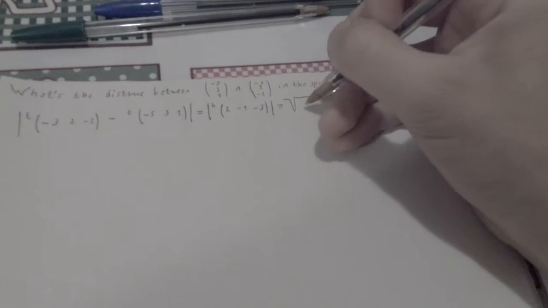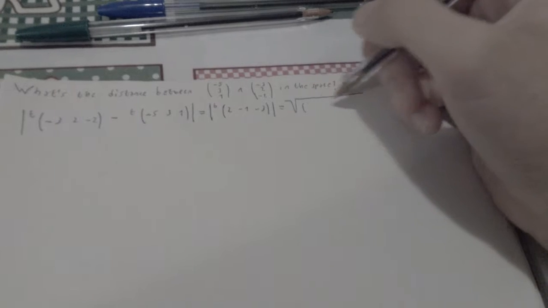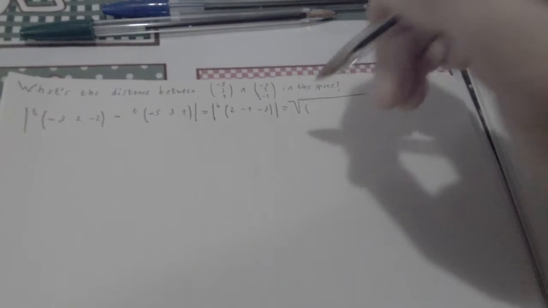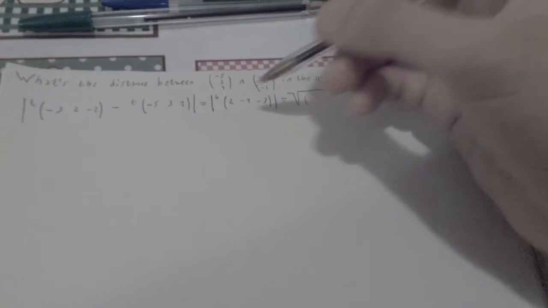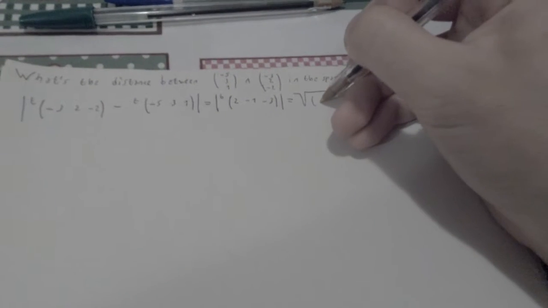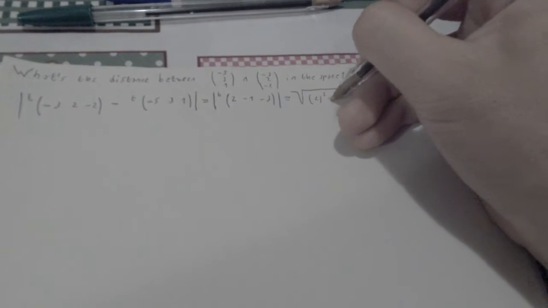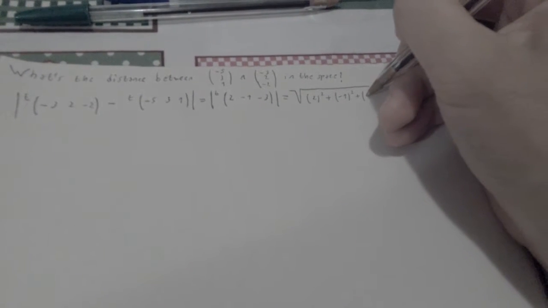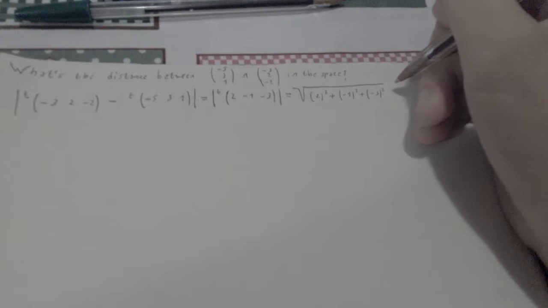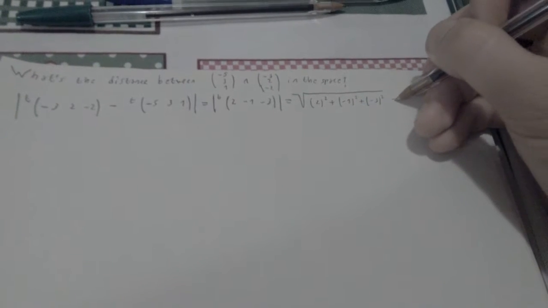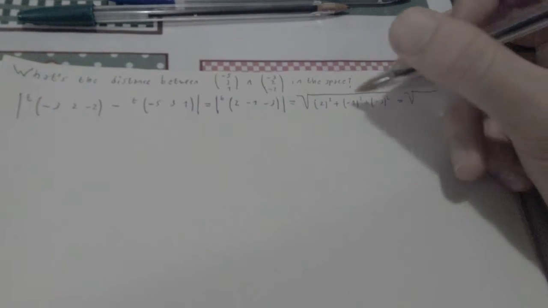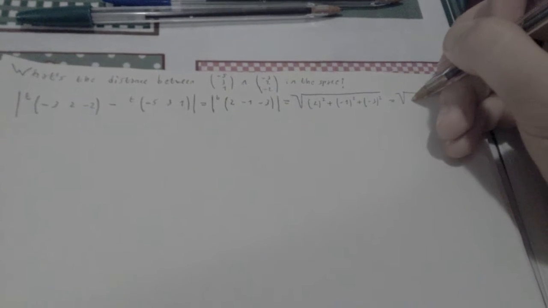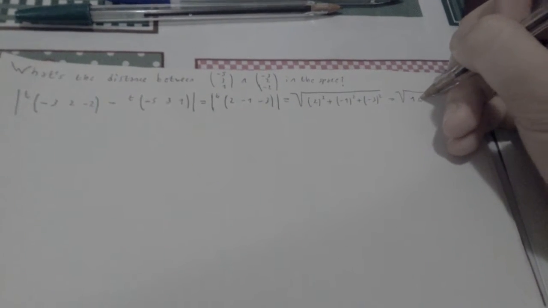Now we take the square root of those values, each and every one of them squared. So 2 squared plus (-1) squared plus (-3) squared, which basically gives us the square root of 14.